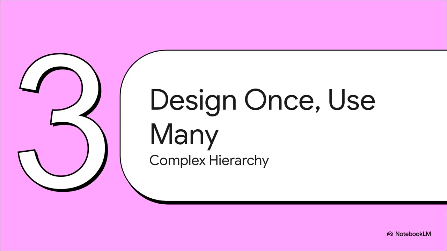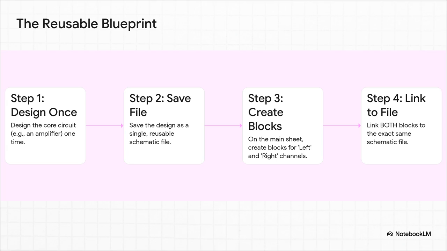And this is where we get to a really powerful idea. Design once, use everywhere. This is done using something called a complex hierarchy. Here's how it works, and it's pretty slick. You design that amplifier circuit just one time. You save it as its own file. Then, back on your main schematic, you create two empty blocks. You label one left channel, the other right channel. And here's the magic trick. You link both of those blocks back to that same single design file. You've just made two separate copies from one master blueprint.